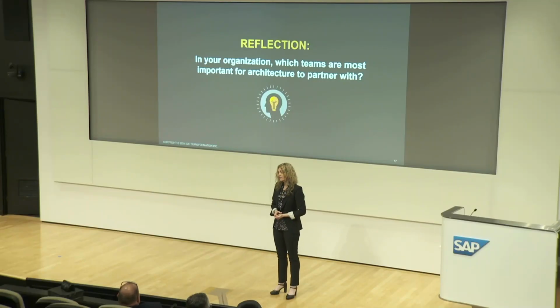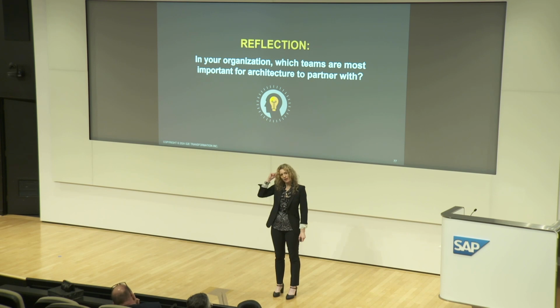So a reflection for you, kind of just take a thought now and come back to it. Who would be on your engagement model? In your organization, who are the most important teams for architecture to partner with? Right? So what's that list? And it's helpful to write them out, not just think in your mind, because as you're writing them out, you'll probably think of quite a few others.